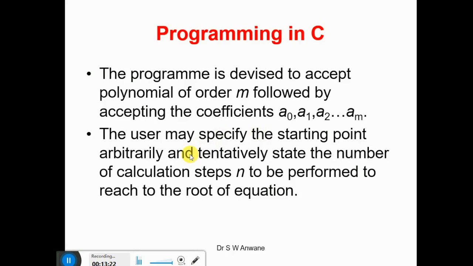Then the user has to specify the starting point, which is arbitrary, and that is one of the drawbacks. People talk in terms of the starting point being arbitrary. So you have to be a little selective, by some technique, about which point should be closer to the root, and you have to start your iteration process from that point.